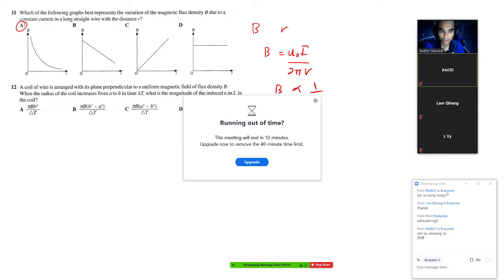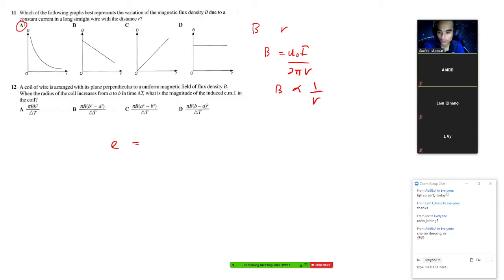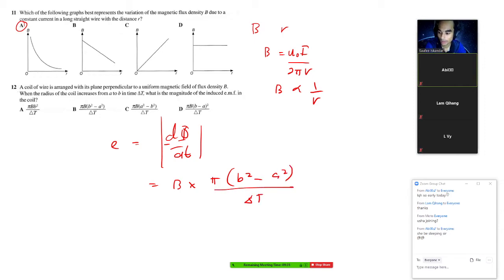So E, running out of time. E equals d flux over dt. Okay, with a negative there, because induced EMF is negative d flux over dt. So it equals B times pi (b squared minus a squared) divided by change of t. So we have B pi (b squared minus a squared) divided by change of t. So the answer is B.